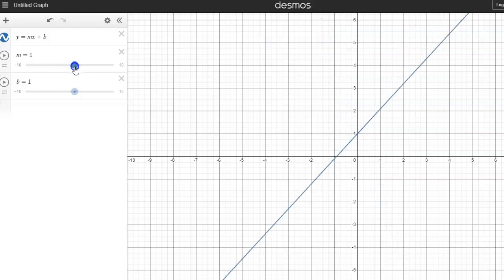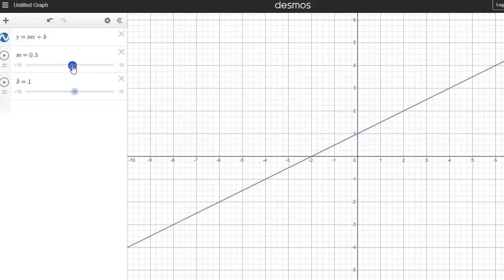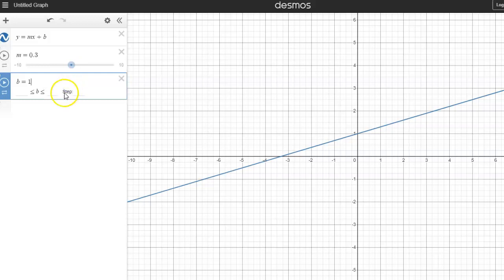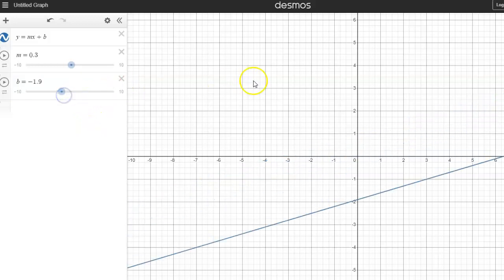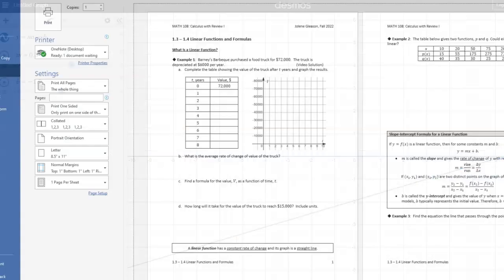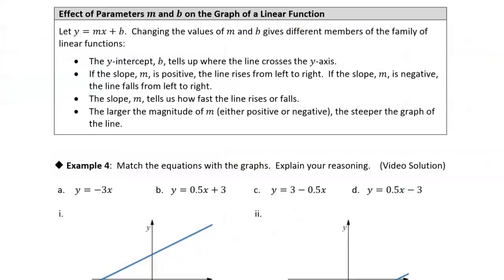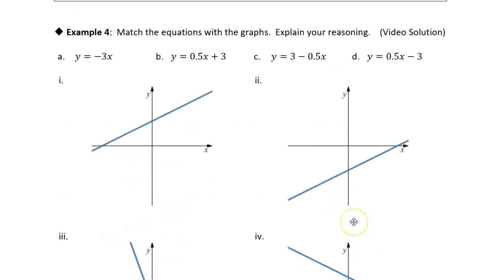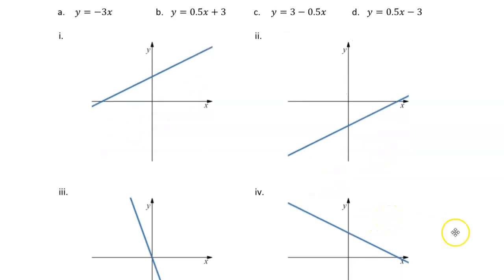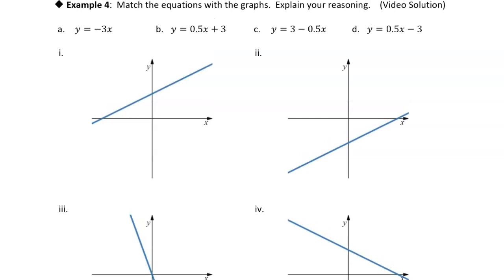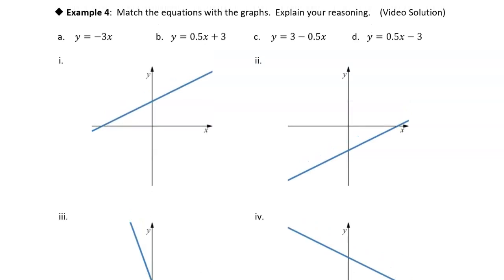So m controls the slope, and b controls the y-intercept. Sometimes a visual is a lot nicer. Let's go back to example 4. We have to just match these equations to the graphs that are given. So what we want to do is just look at the slope and the y-intercept.